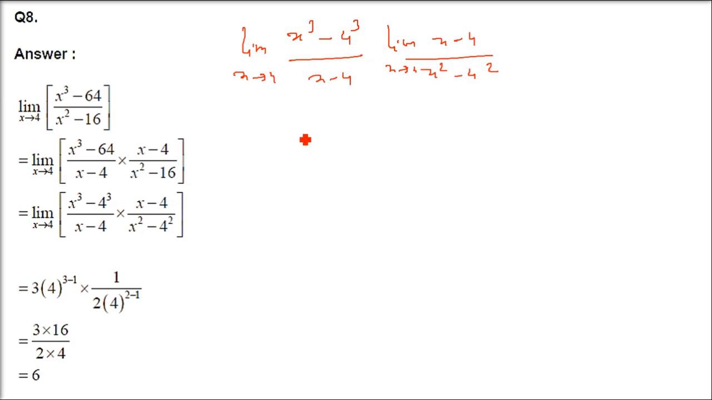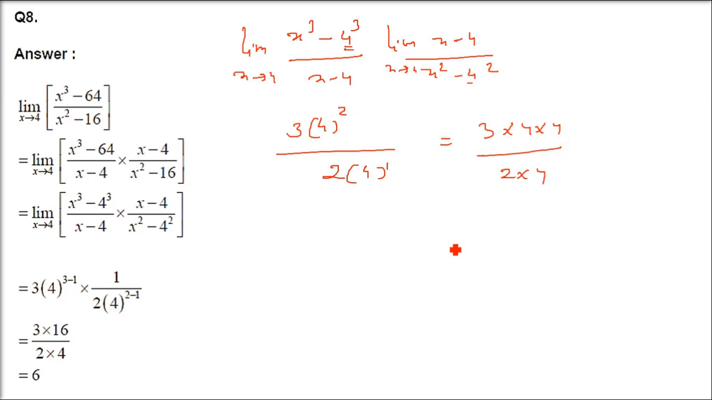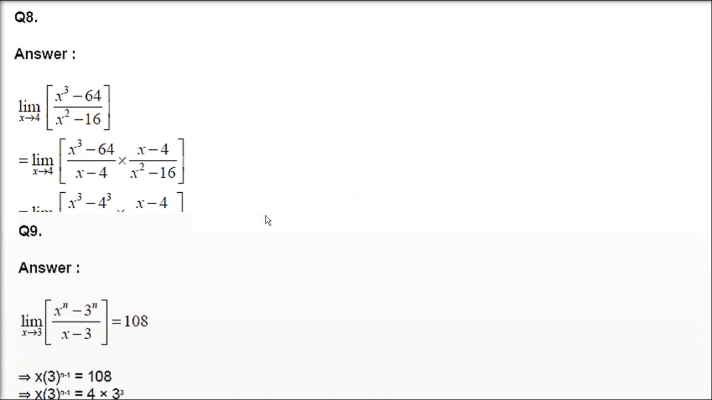So n a to the power n minus 1: n is 3, a is 4, so 4 to the power 3 minus 1, that is 2. And in the denominator, what are we going to get? You have n a to the power n minus 1, so 2 into 4 to the power 2 minus 1. So 3 into 4 into 4 divided by 2 into 4, eventually you are going to get 6. 4 gets cancelled, 12 by 2 is 6. So this is your final answer.